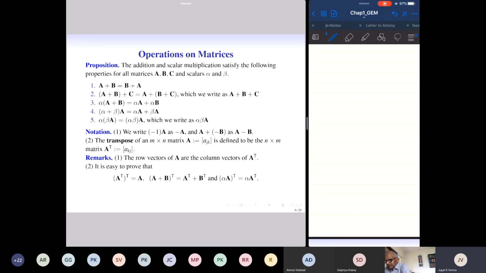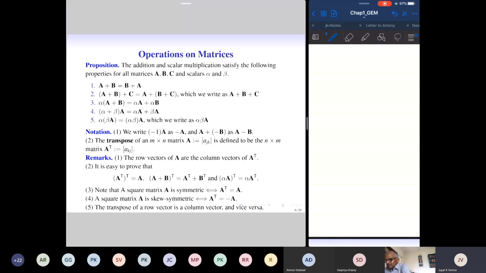Be careful: the double transpose of A gives back A. It is clear from the definition. Now we can rewrite our definition of symmetric matrix in terms of transpose. A matrix is symmetric if and only if A transpose is A. A matrix is skew symmetric if A transpose is minus A. Transpose of a row vector is a column vector, and transpose of a column vector is a row vector. So this is how transpose behaves with respect to addition and scalar multiplication of matrices.